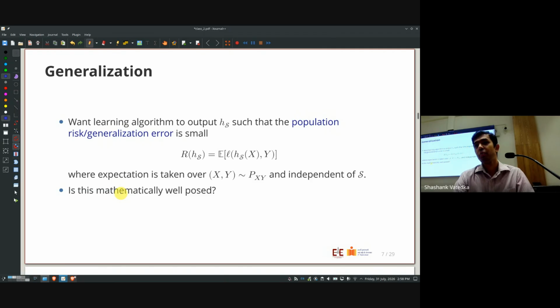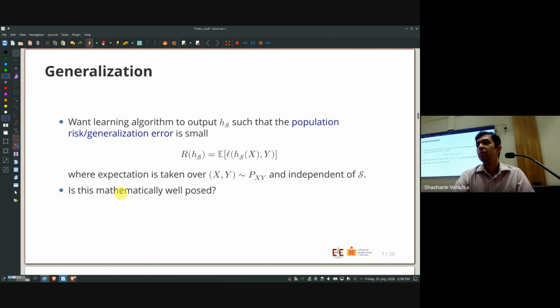Correct. So that's the problem, right? In our whole modeling, we've assumed that the training set is random. It is random and drawn IID according to PXY. Now, if it is random, it is also possible with some probability you get a really bad set.